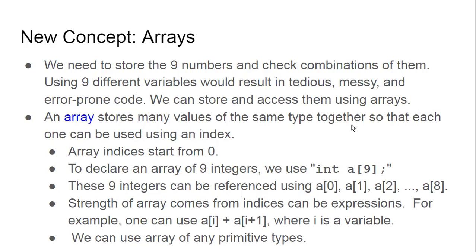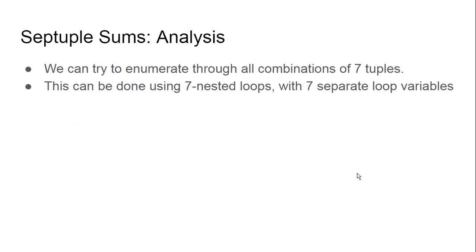We're going to see how to use arrays in this problem. Here we just use integer arrays, but we can define an array of any primitive type. We can use double, float, bool, char. All of those can be done using similar syntax. Now going back to this problem, one way to solve it is to enumerate through all combinations of 7-tuples.